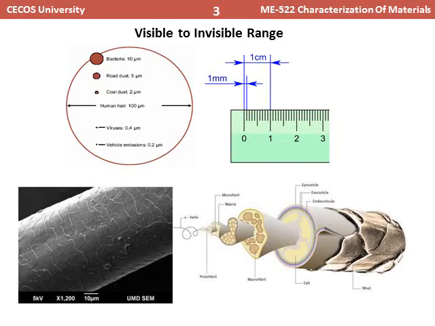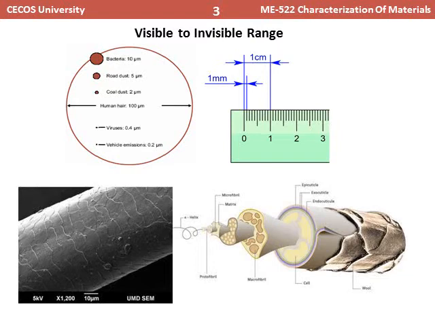Similarly, the road dust particles are nearly impossible for us to see, so they are in the range of 5 micrometers. Similarly, the coal dust particles are nearly about 2 micrometer. They are floating in the air because of their lightweight.